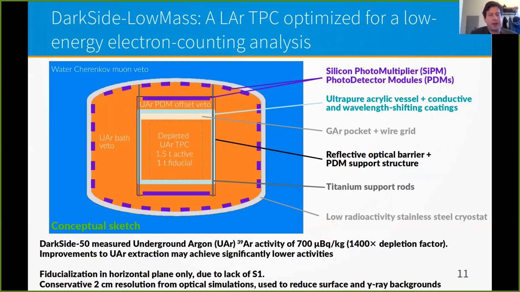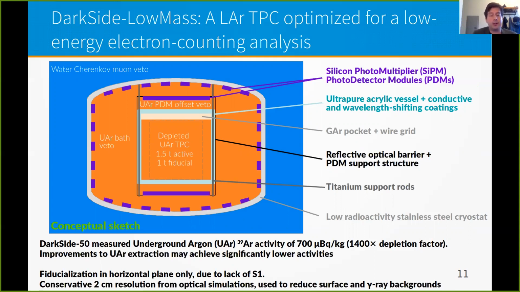So we have a 1.5 ton active volume of argon that we will fiducialize in the horizontal plane down to about 1 ton. And this is contained in an ultra pure acrylic vessel, and it'll be viewed from the top and bottom by 2 arrays of photodetector modules composed of silicon photomultipliers. And this will all be contained in a large stainless steel cryostat within a water tank.